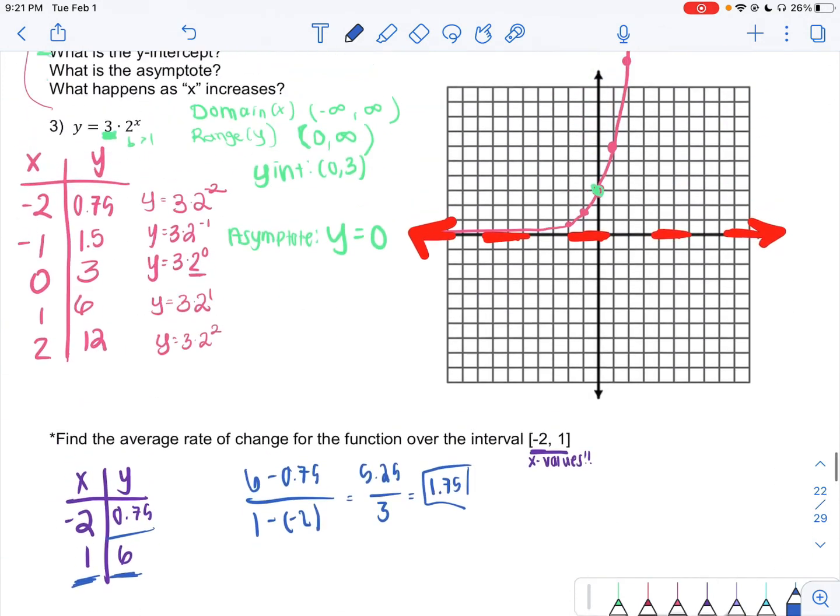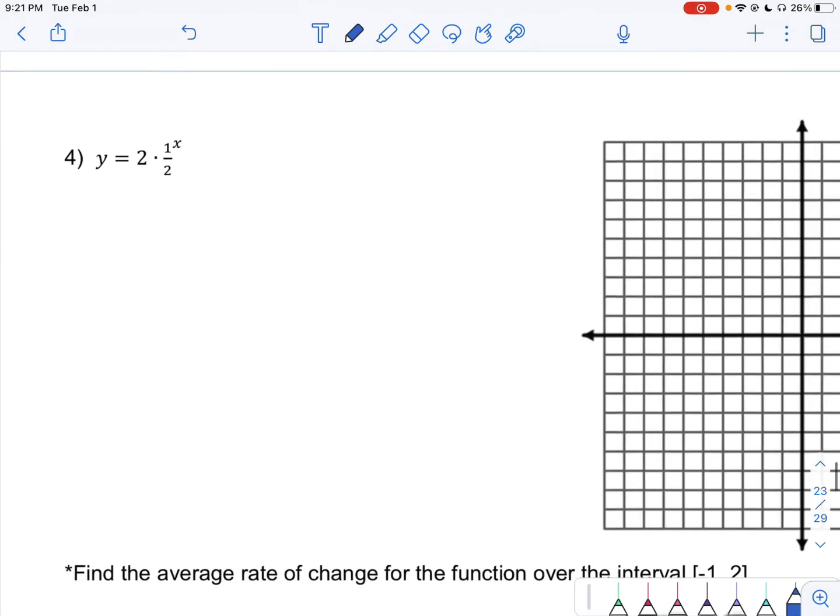Okay, so we're going to be doing the same thing that we did up here. We're going to start by making a table.